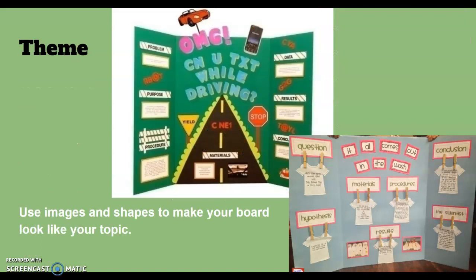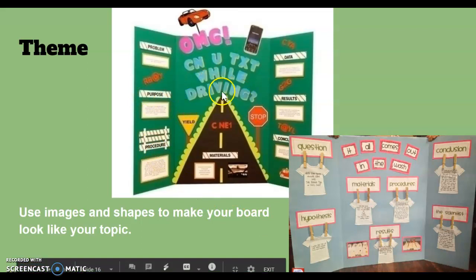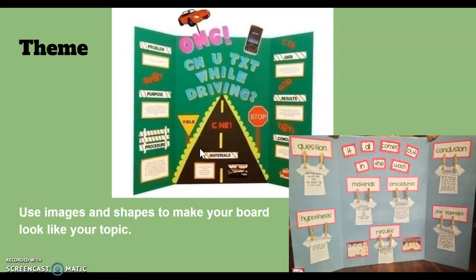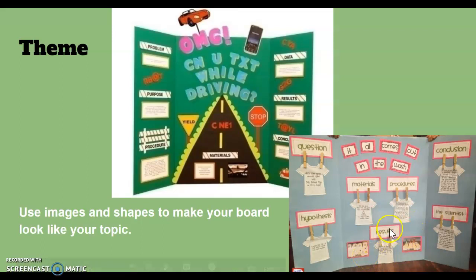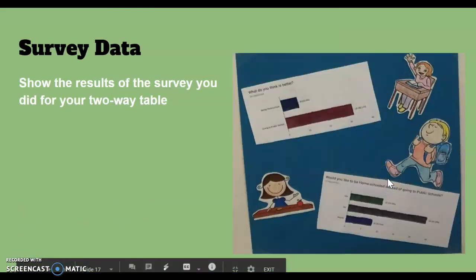A theme can be a lot of fun. So if you look at these two poster boards, they used images and shapes to make their board look like their topic. Theirs is about texting and driving, so it looks like a road, and they have included road signs to get their point across. This one is about laundry, so they've made all of their text and images on shapes that remind them of laundry.